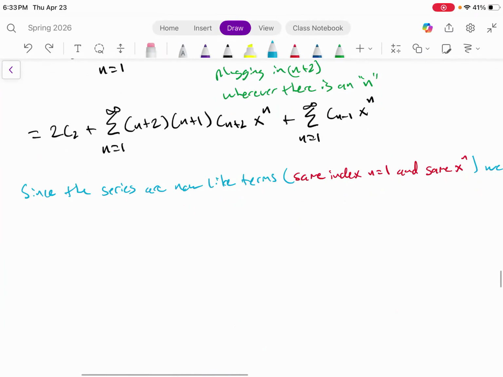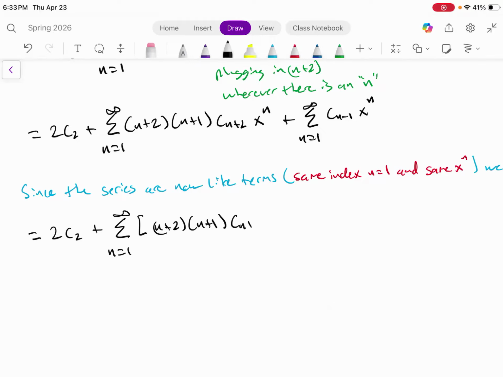So what this would be is combining the two power series, the 2c2 stays the same. They would both have the series n equals 1 to infinity, and we would just combine them. So n plus 2, n plus 1, c sub n plus 2, x to the n, we're literally just going to add them, plus c sub n minus 1 x to the n.